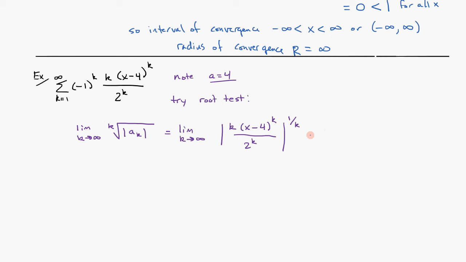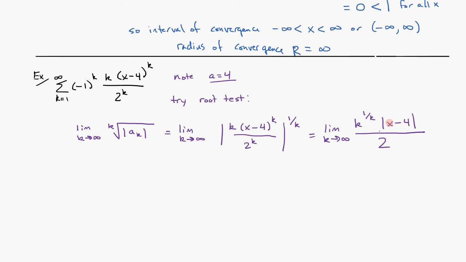Okay, so now let's simplify this limit. So this is the limit as k goes to infinity. So we distribute the exponent. So this is k to the 1 over k. And then now here the exponents cancel out. So you get x minus 4. And then in the denominator, the k and the 1 over k, again they multiply, so they cancel out. So you're just left with 2.